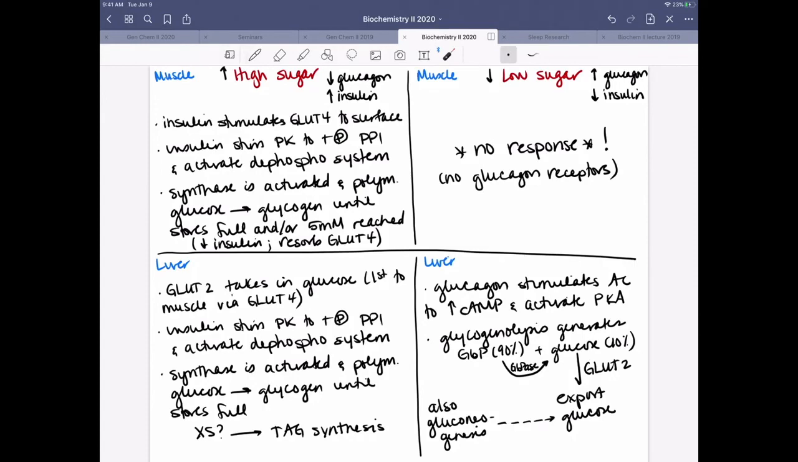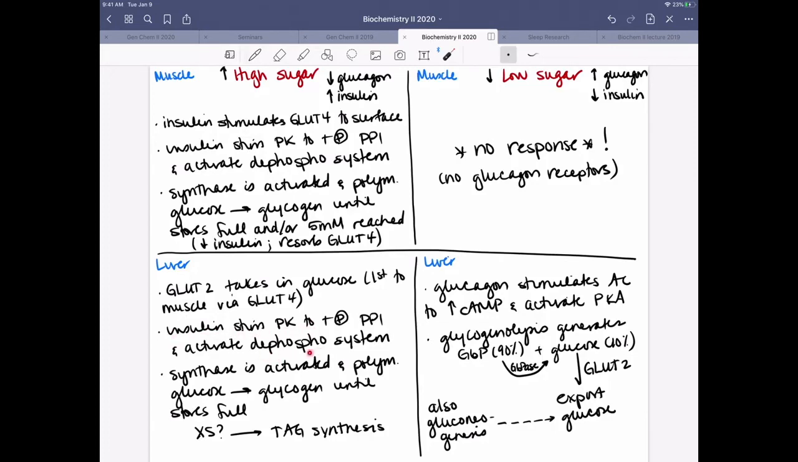Let's contrast that with the liver. Everything's going to be the same except this first step here, because it's a different transporter. We've got glucose coming in via GLUT2. Again, GLUT4 transporters are actually going to be more aggressive in uptaking their glucose. They're going to get kind of first dibs at it. Anything that's left after the muscles have pulled in what they need will continue to go into the liver via GLUT2.